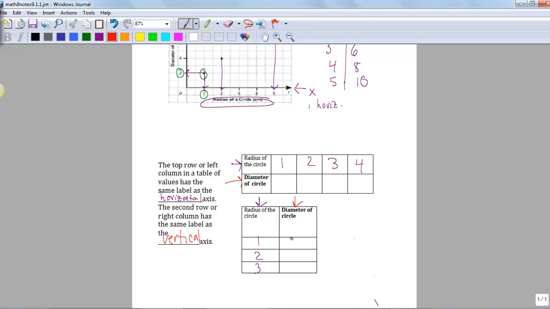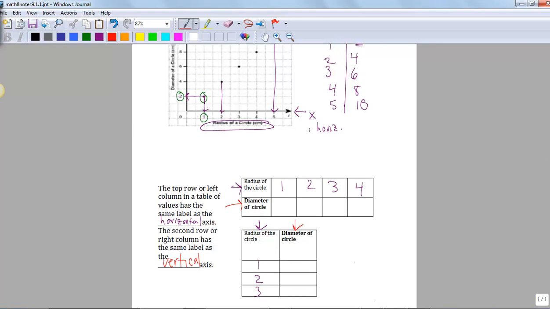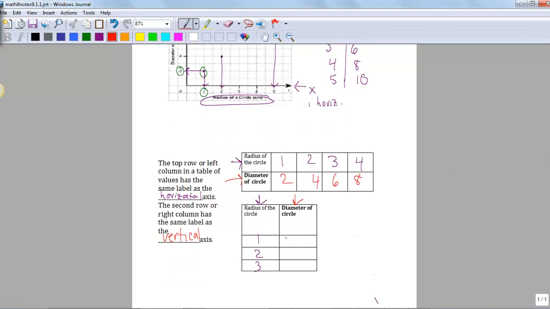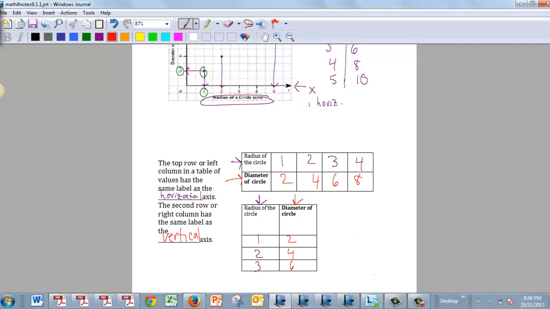All right, so in this case, we've got 2, 4, 6, 8. Seeing a bunch of patterns coming through when you do it like this, eh? 2, 4, 6. All right, so that's the first page. Why don't you flip it over to the next page here?